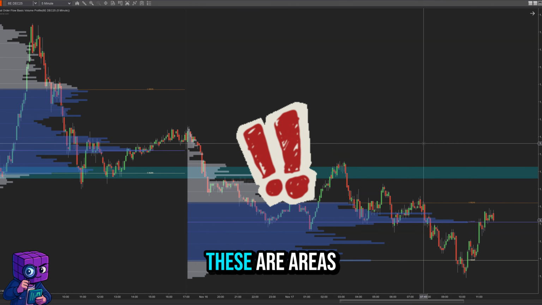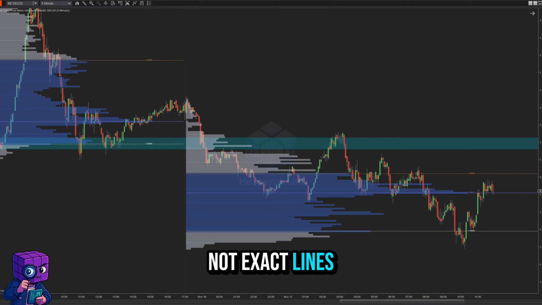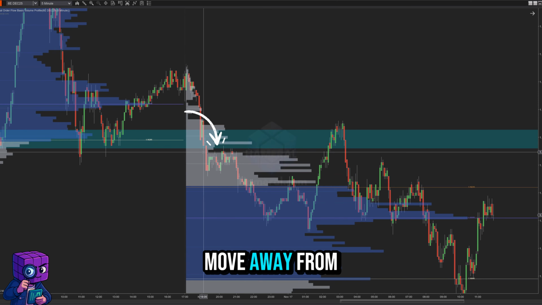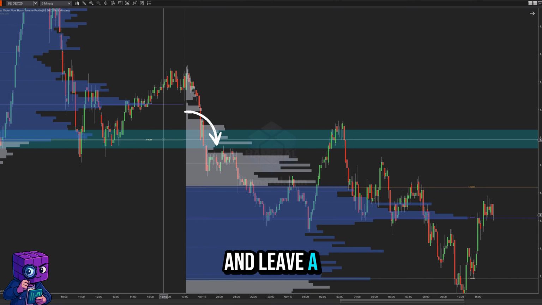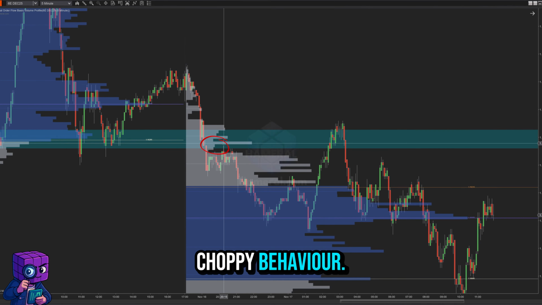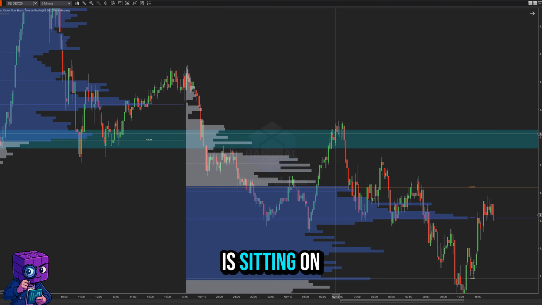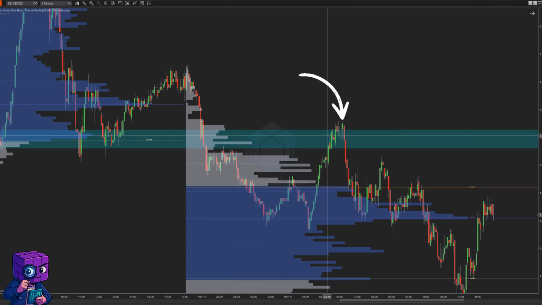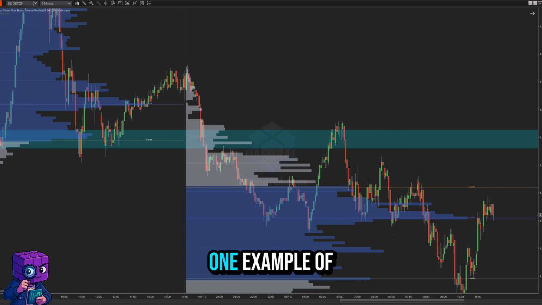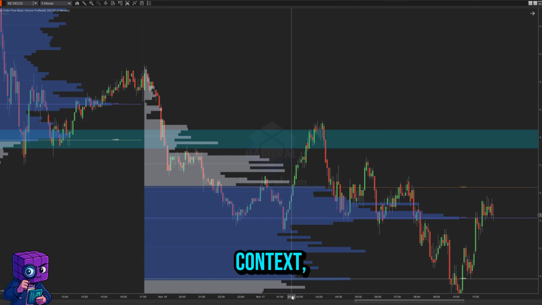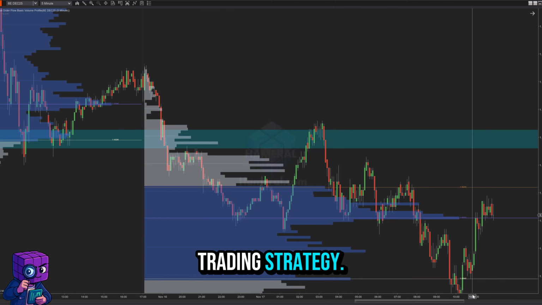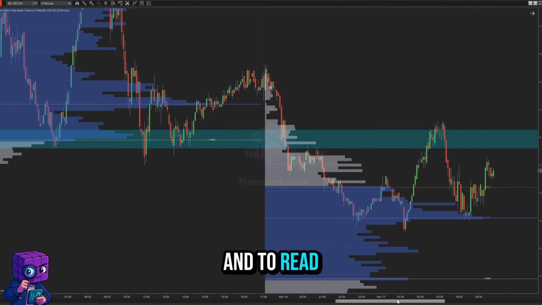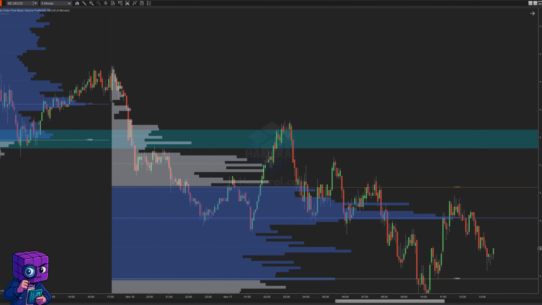Important note, these are areas, not exact lines. A break of context means price must move away from the volume profile level and leave a clear gap or space with no choppy behavior. If the price is sitting on the level with no gap, the context has not changed yet. Keep in mind, this is just one example of how to use context, not a full trading strategy. There are many other ways to use volume profile and to read the market context.